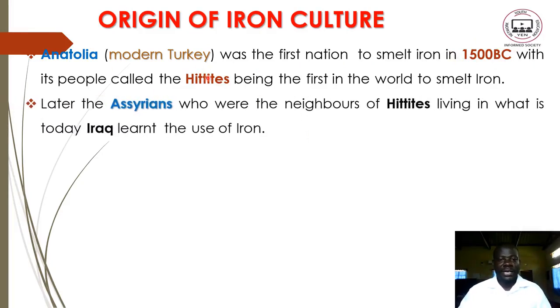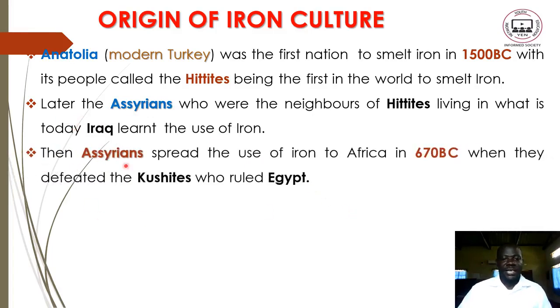Later on, after the Hittites, the Assyrians, who were the neighbors of the Hittites, living in what is today Iraq, learned the use of iron. So we see from the Anatolia or the Hittites, that technology or culture now went to modern-day Iraq, which was called Assyria, the Assyrians.